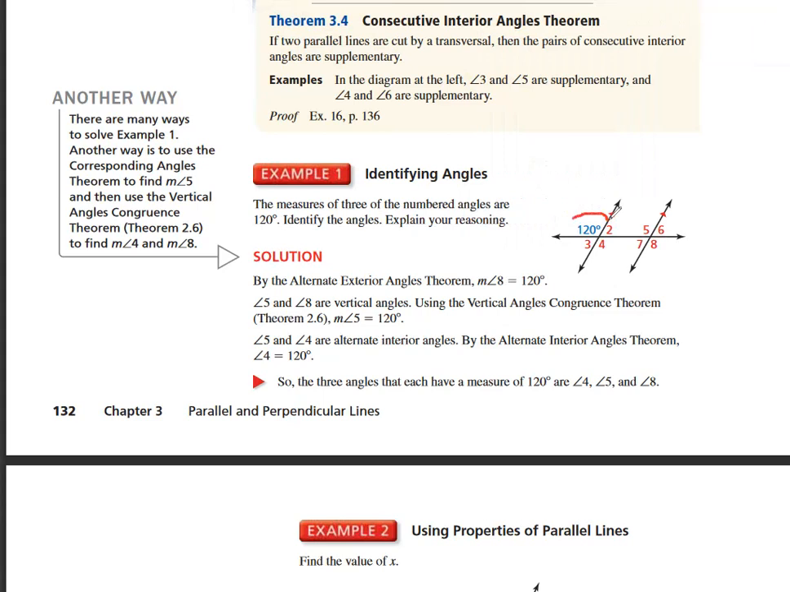that if this one's 120, so is angle 5 because they're corresponding, right? So is angle 8 because they're alternate exteriors. So would angle 4 be, because look, angle 4 is vertical to 120. See how they're across from each other like that? So all 4 of those angles would be 120.